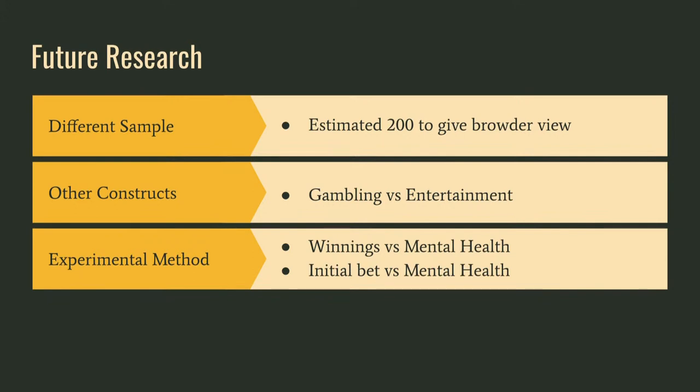Other constructs, we want to dive into entertainment. This is a very big key takeaway for us. We believe that entertainment does play a key role in this, but it's an underlying issue. If we could look into that in future research, we do believe there is some type of correlation related to that. Lastly, our experimental method, winnings versus mental health. In some way, shape, or form, there's got to be these people losing constant money. They've got to be hurting somehow.